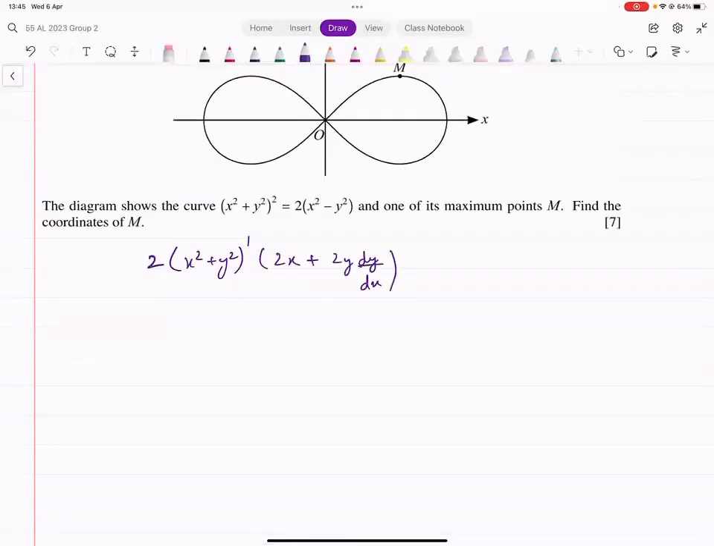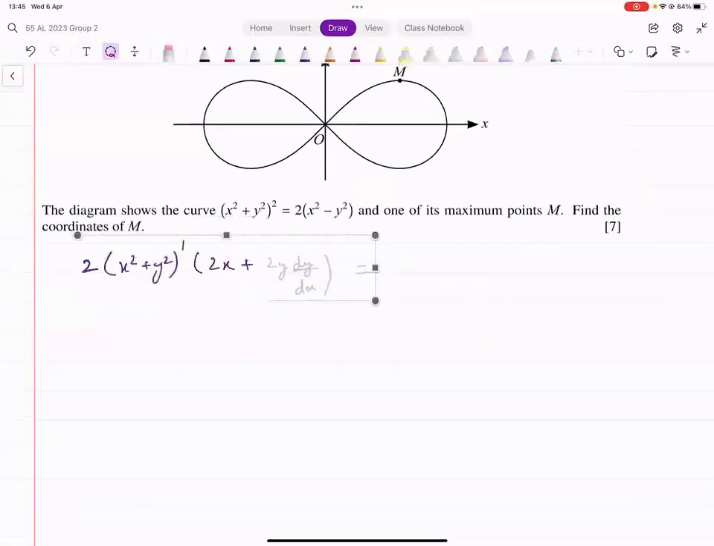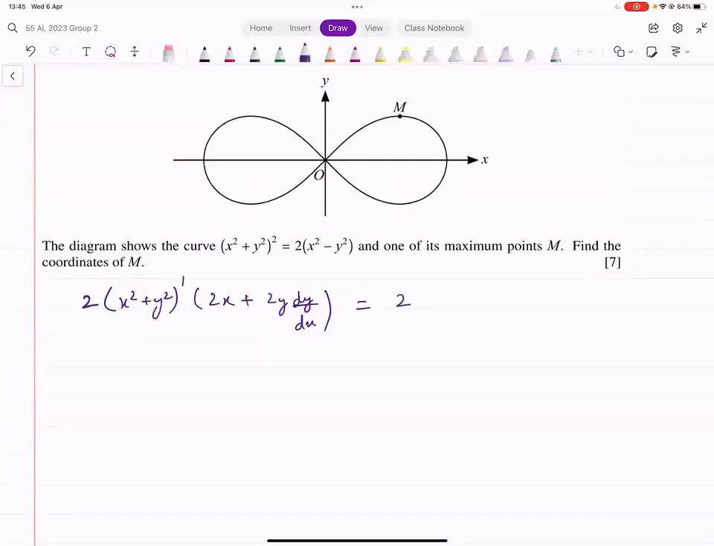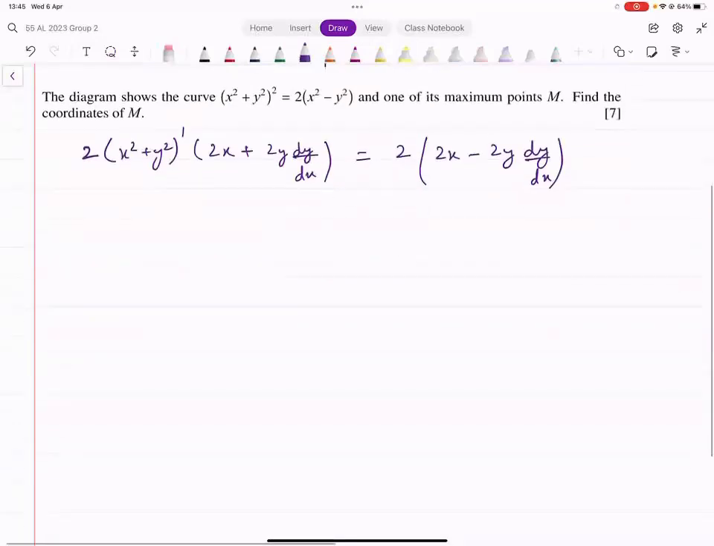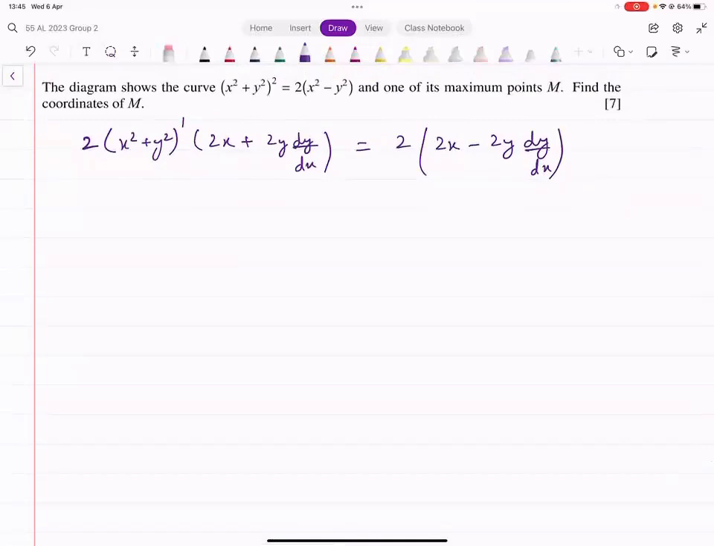Okay, so that's the derivative of the left side. What do we have on the right side? 2 into x square minus y square. अब इस पे तो कोई पावर नहीं है, इन दोनों को अलग अलग डिफरेंशिएट कर लें. x square का डेरिवेटिव 2x, y square का डेरिवेटिव 2y into dy over dx. Any problem with this? ठीक है? Okay.